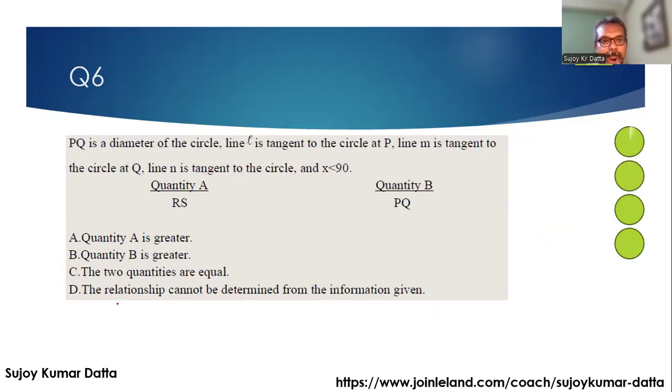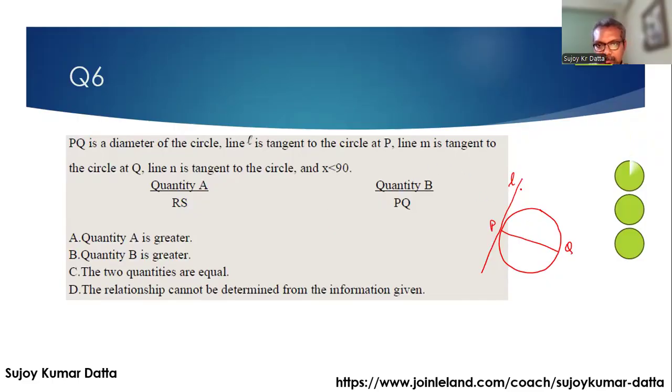Next, PQ is a diameter. Okay, so let us draw it. And line L is tangent to the circle at P. Okay, so let's draw a diagram like this. PQ is the diameter and some line is there which is tangent. So this is actually the diagram. The diagram is missing, I'll just draw the diagram for you.